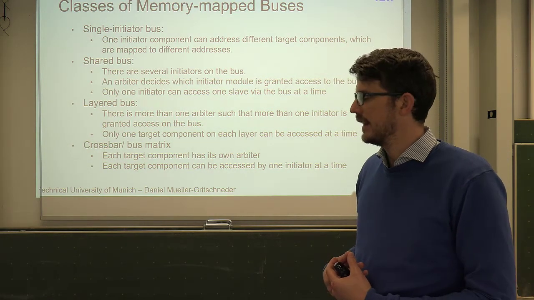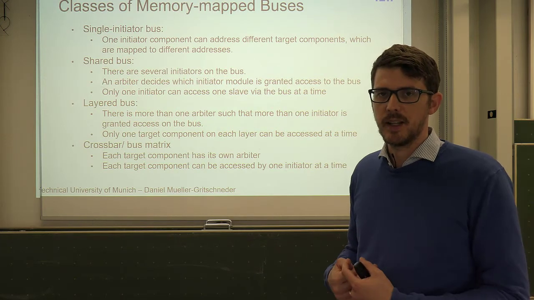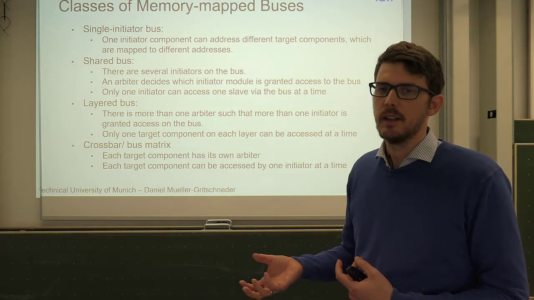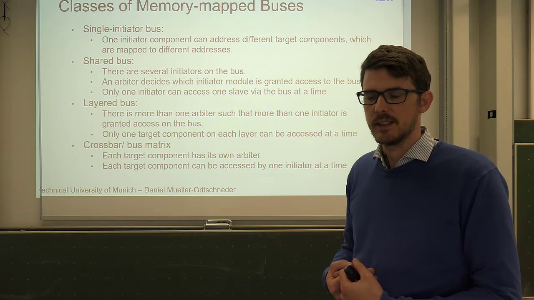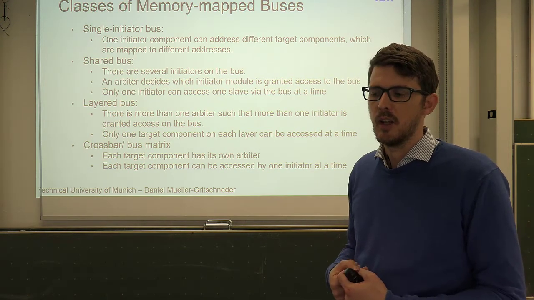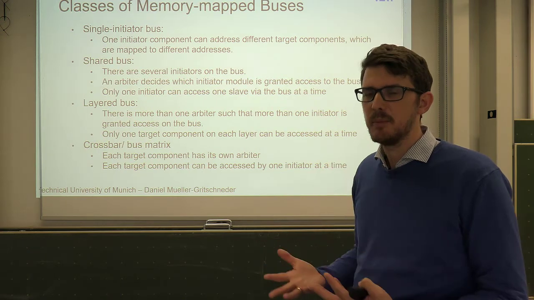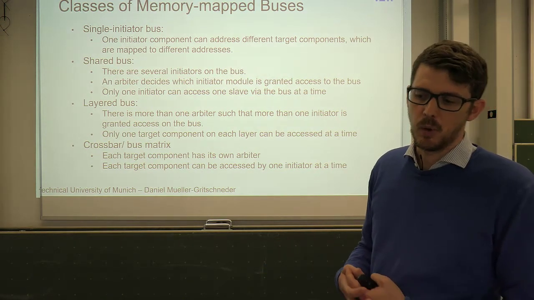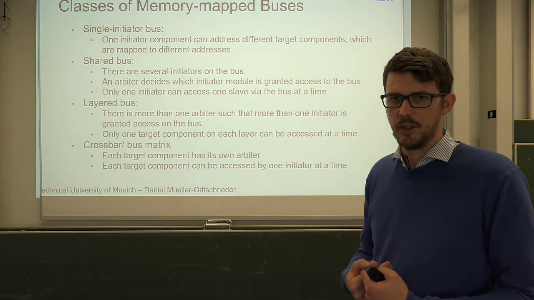And then there is a so-called crossbar, which basically means that every target can be accessed independently. So each initiator can just access any target. Only if they want to access the same target, then of course one of them has to wait until the other one has finished.